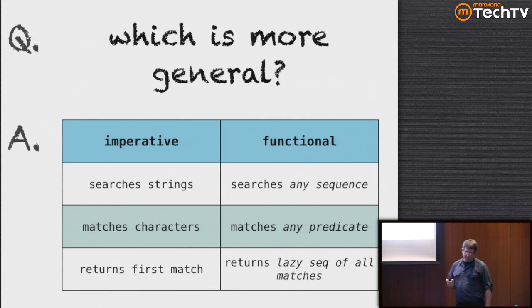So the imperative version searches only strings, whereas the functional version searches any sequence. The imperative version matches only characters, whereas the functional version matches any predicate. You pass the predicate function in to determine what the match criteria is. The imperative version returns only the first match. The functional version returns a lazy sequence of all the matches.